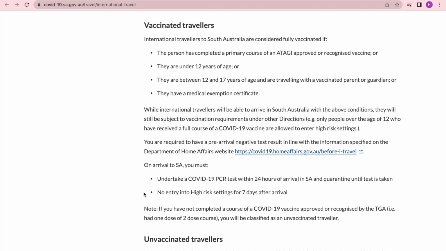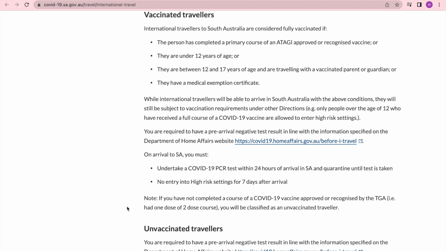So for the next part here, it says no entry into high-risk settings for 7 days after arrival. Okay, so even if you do test negative, you should not be entering any high-risk settings for at least 7 days after you arrive into South Australia. And then note, if you have not completed a course of COVID-19 vaccine approved or recognised by the TGA, for example, if you've only had one dose of a 2-dose course, then you will be classified as an unvaccinated traveller.